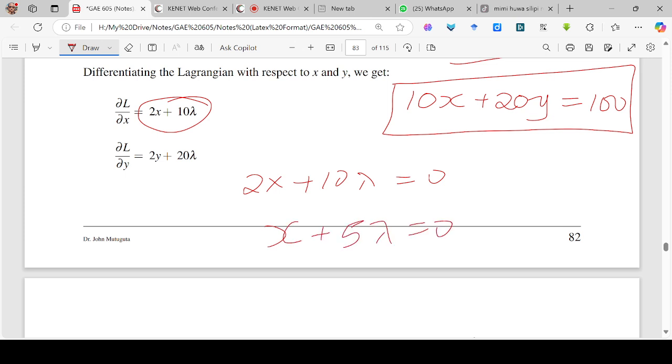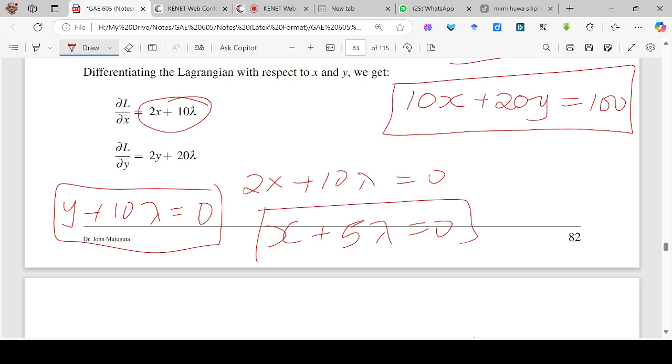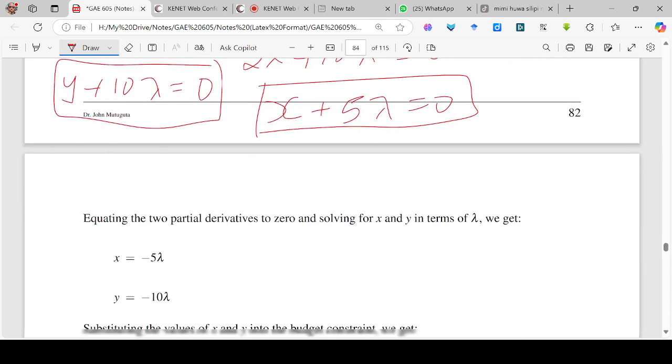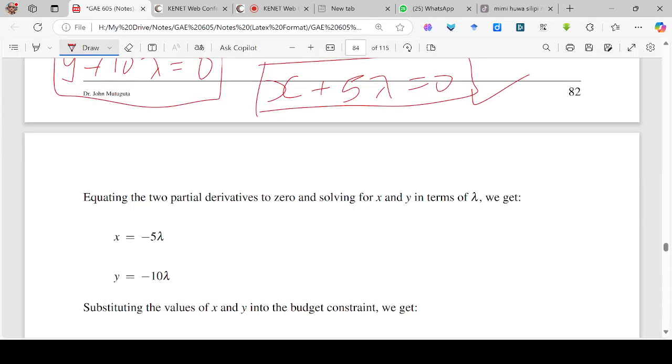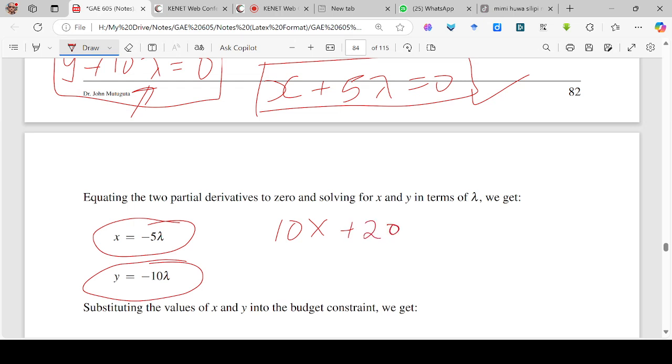For the second equation, we can do the same. We get y plus 10 lambda equals 0. So we get these two equations, and you see that from the first equation, x is minus 5 lambda, and from the second equation, y is equal to minus 10 lambda. The constraint was 10x plus 20y equals 100.